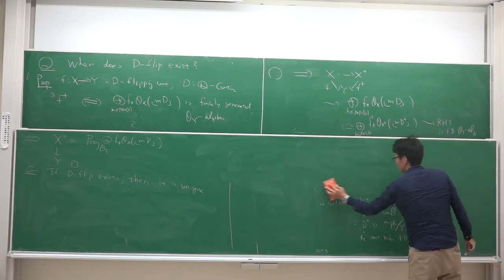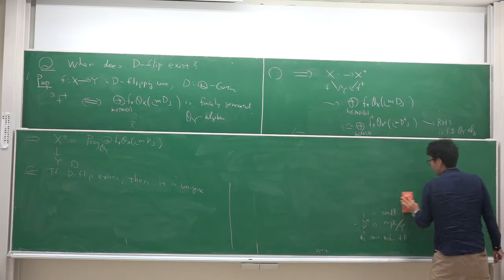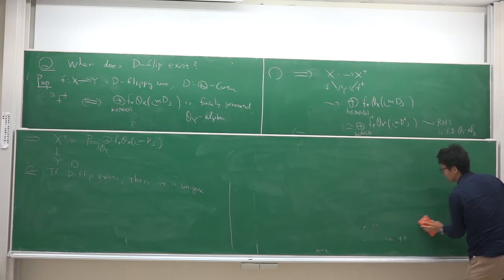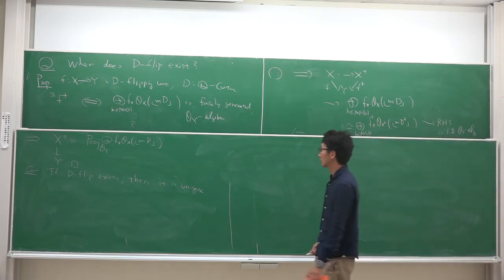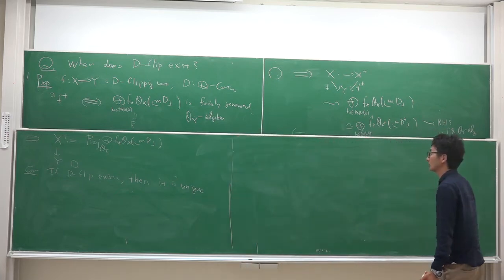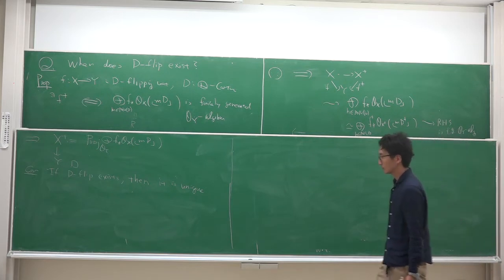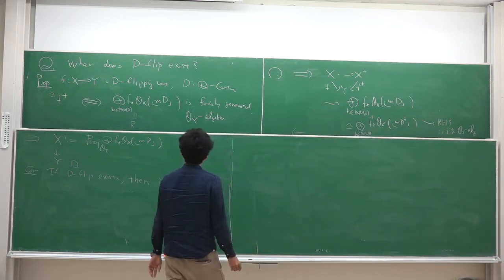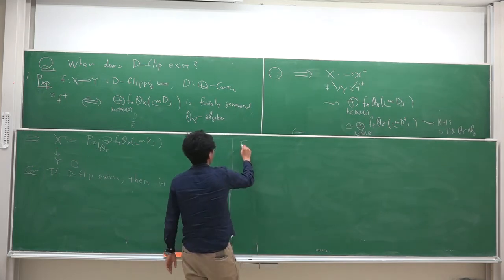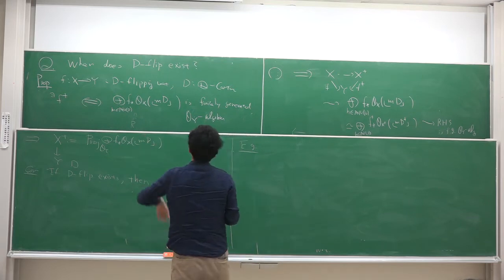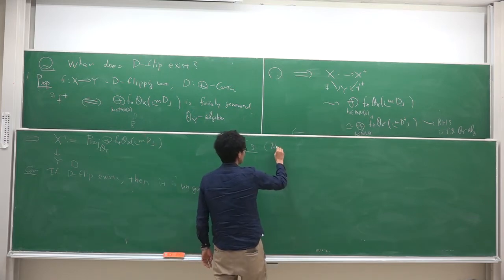So maybe you can imagine that you can construct a non-finitely generated algebra. Then we can find some flipping contraction. We can construct some flipping contraction, a D-flipping contraction, but the D-flip does not exist.